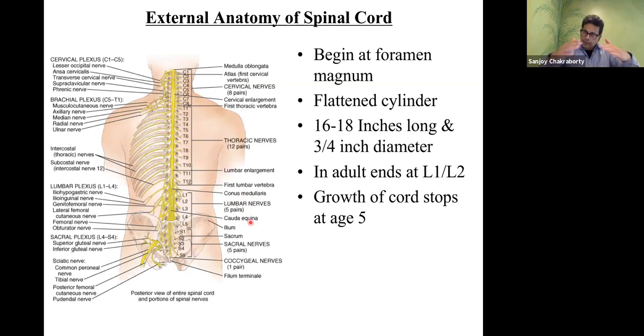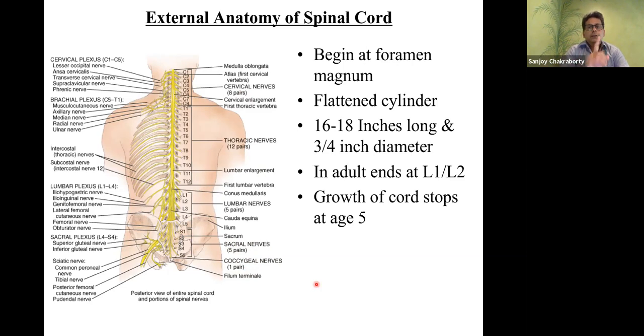Everybody is coming out inferior to the bone. But remember, we had 1 sacral bone, and here we have S1, S2, S3, S4, and S5. We have 5 pairs of sacral nerves and 1 coccygeal nerve. So 8 plus 12 is 20, 25, 30, 31. So we have 31 pairs of spinal nerves.